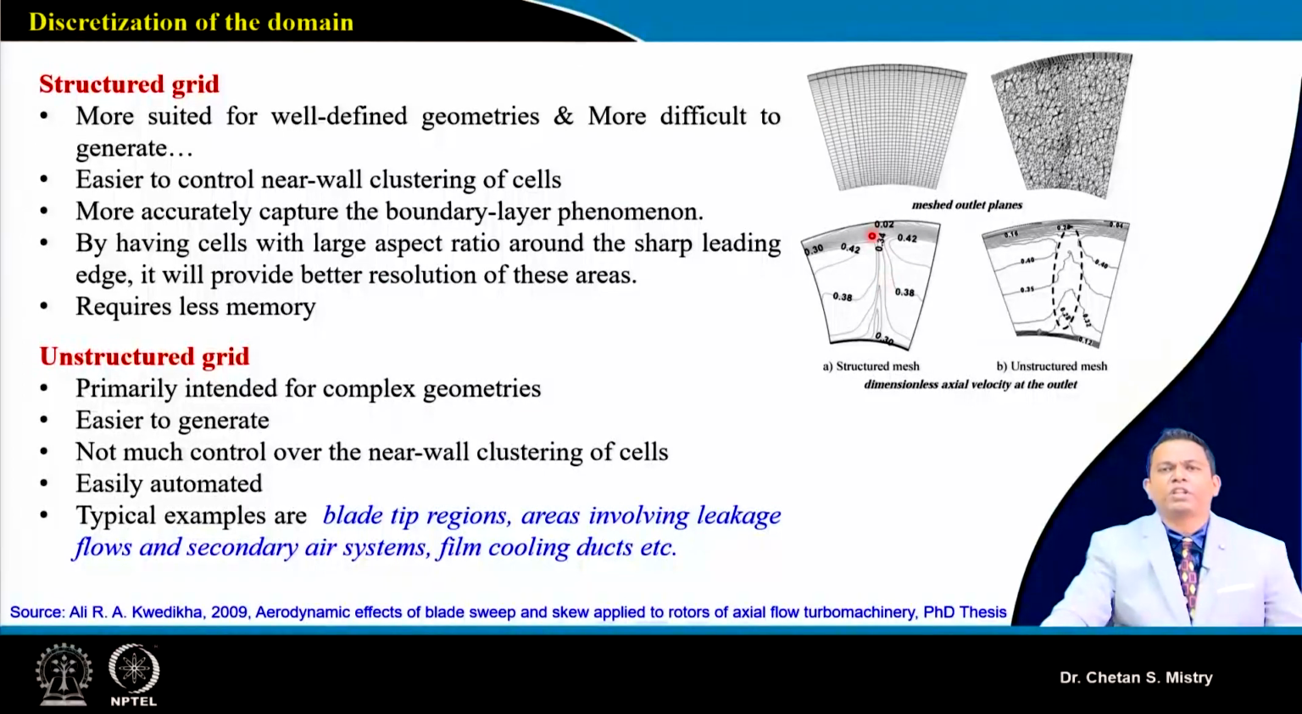Here is a very good example that is given in one of the theses. This represents our structured grid configuration at the exit of the stage, and this is the unstructured mesh configuration. If we look at this whole domain, it has been meshed with an unstructured configuration, and near this tip region they have used a prismatic configuration. This represents non-dimensional axial velocity contours. If we look at the structured and unstructured configurations, the difference in the result can be clearly observed.